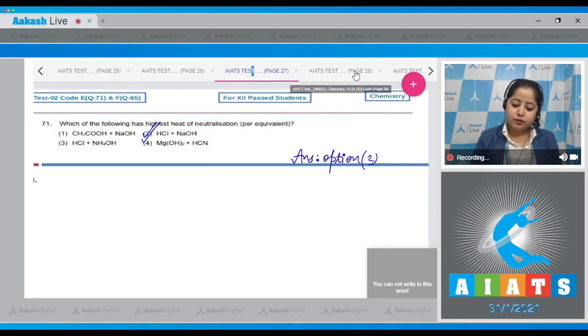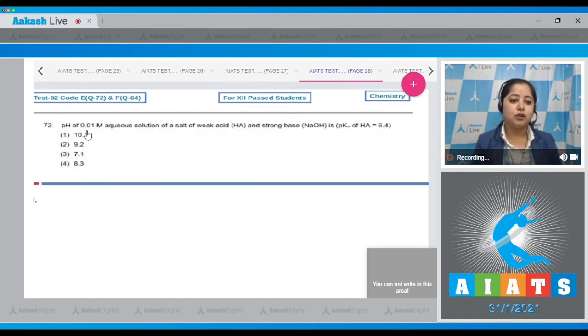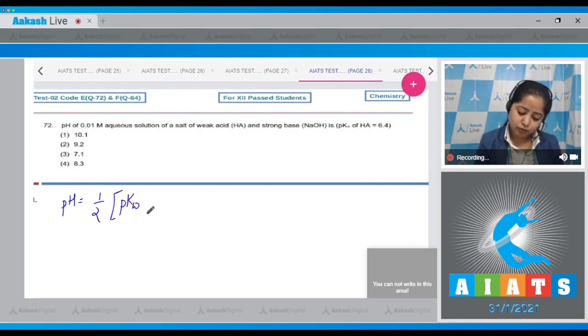Moving to the next question, which is question number 72. Let's read it. pH of 0.01 molar aqueous solution of a salt of weak acid HA and strong base NaOH is, we are given the pKa value of HA, that is 6.4. Student, we know for a salt of weak acid and strong base the value of pH is equal to half of pKw plus pKa plus log C.